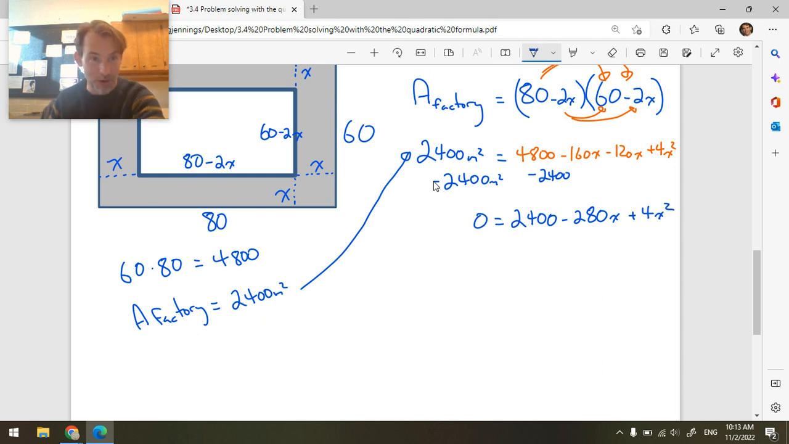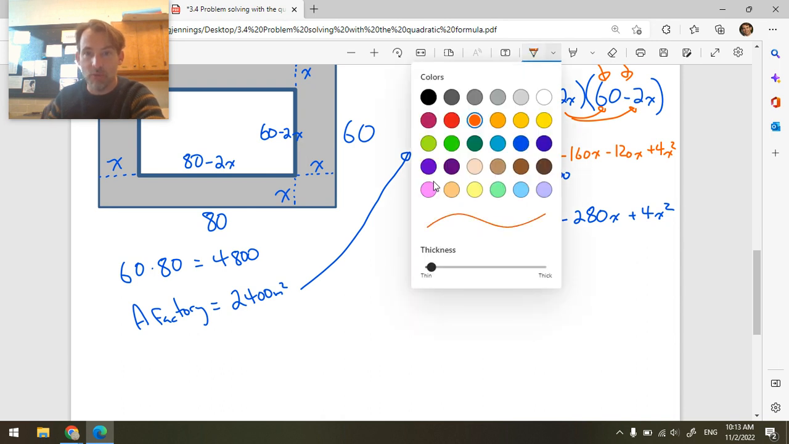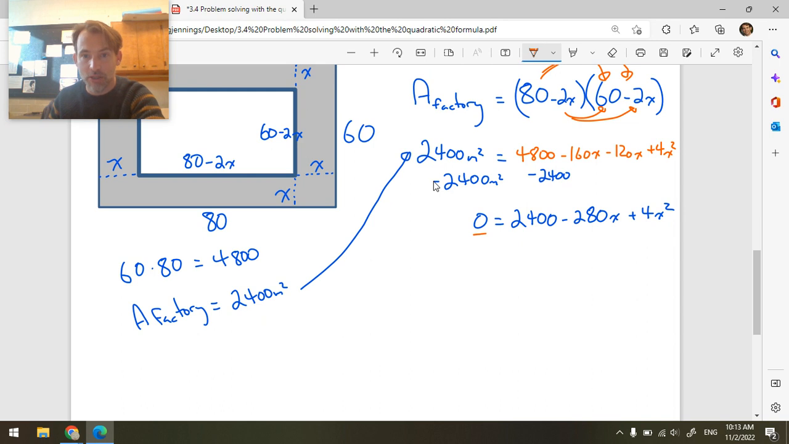You know what? All of these numbers are divisible by 4. So let's divide both sides of the equation by 4 to simplify before we go ahead and use the quadratic formula. 0 divided by 4 is just 0. This is a little mathematician's trick. I can make that 4 go away. So 0 is equal to 2,400 divided by 4 is 600, negative 280 divided by 4 is negative 70, and 4 divided by 4 is just 1, so that's plus x squared.